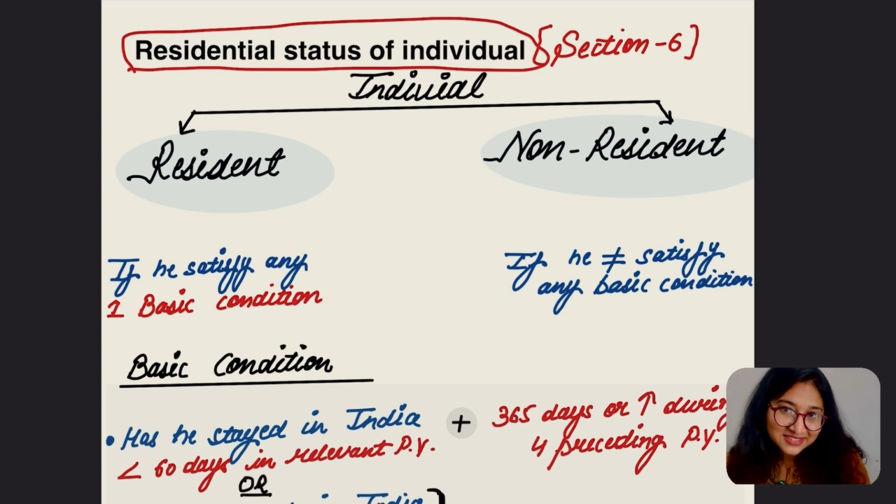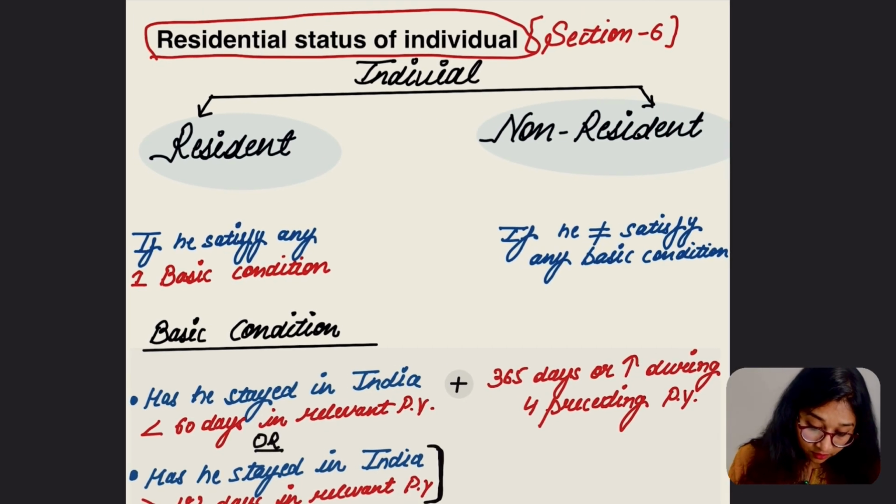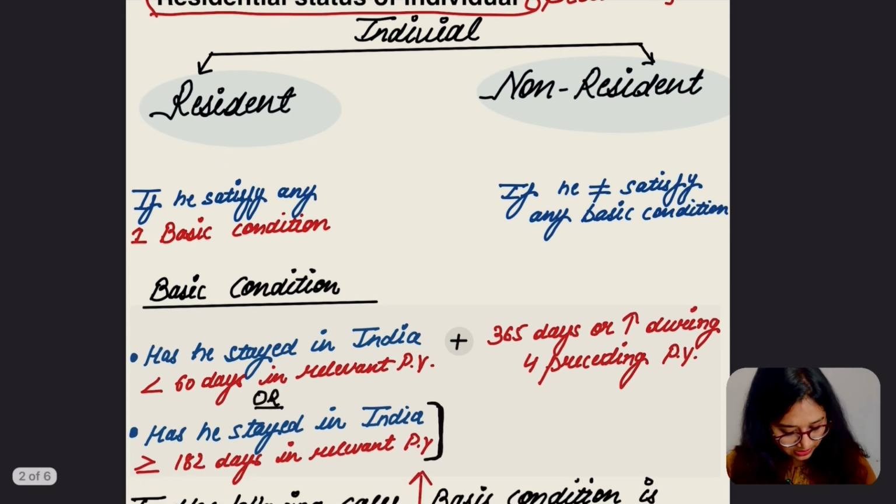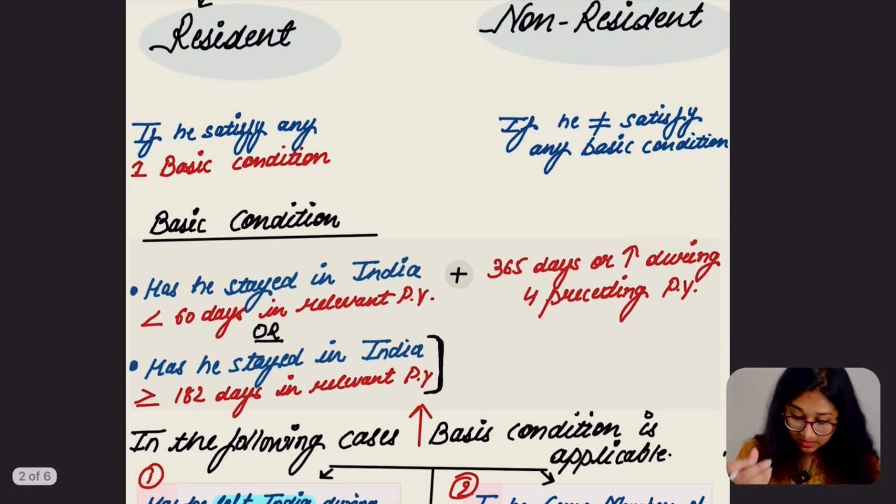In case of a non-resident, the income which is actually earned from India is only taxable in India, not the income which he earned outside India. Is it clear? So first of all, we have to identify whether the person is a resident of India or not. There are some conditions. If the individual is falling under that condition, then we will say that the person is a resident of India. So let's find out what the conditions are.